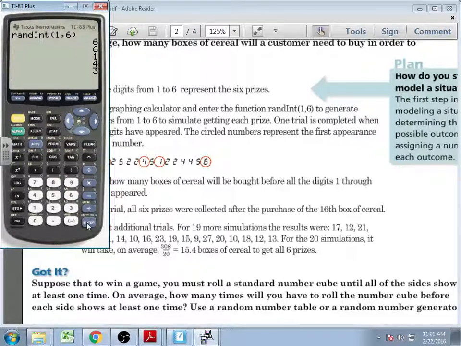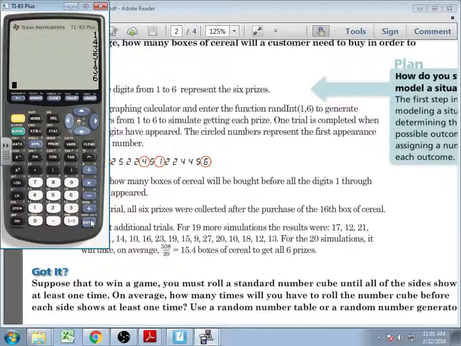How do you put the comma? The comma button is right above the 7. So if I generate another, ooh, now I got prize 5. Generate another, I got prize 1 again. Oh, so it's generating for you. Yep, just randomly. Generate another, got prize 3 again. Generate another, got prize 6.